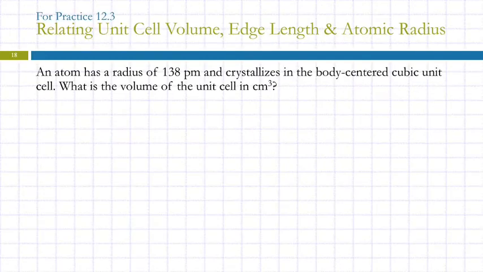Okay, so we can do problems such as this one. An atom has a radius of 138 picometers. Okay, well, I'm going to write that down. Radius equals 138 picometers. And it crystallizes in the body-centered cubic unit cell. What is the volume of the unit cell in cubic centimeters?